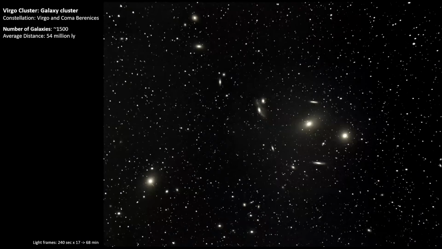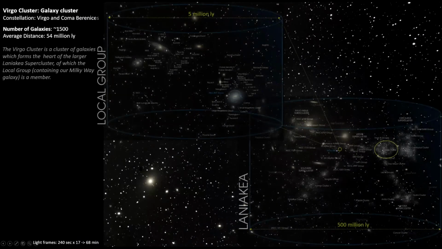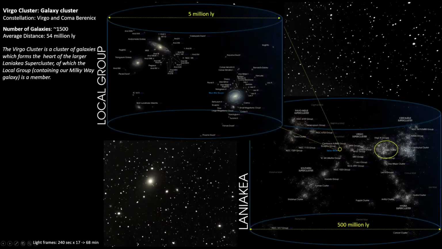So the next image I have is of a galaxy cluster. This is the Virgo cluster. The average distance to the galaxies in the Virgo galaxy cluster is 54 million light years. So what is this notion of a galaxy cluster? I mean, who would have thought that galaxies would even be clustered? So I'll try and explain that in this chart.